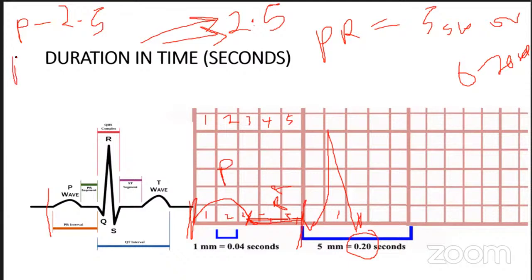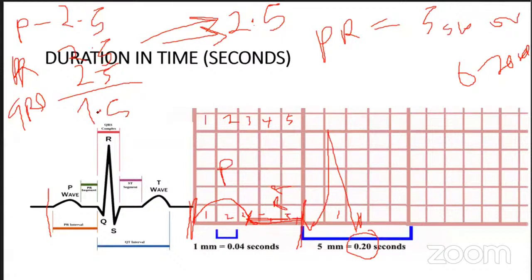My PR segment, we said, is what? 2.5 small boxes. So that's another 2.5. My QRS complex, we said, is what? 2.5 small boxes. So another 2.5 there. If I add all of this, 5, 10, 15, 2, 4, 6, and then that's 7.5. If I add all of them, it gives me 7.5.